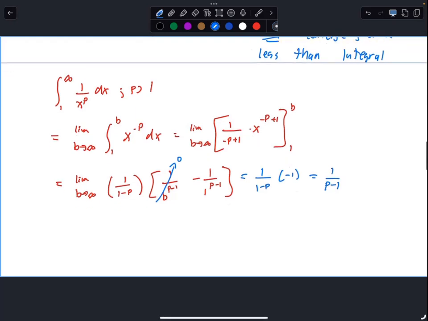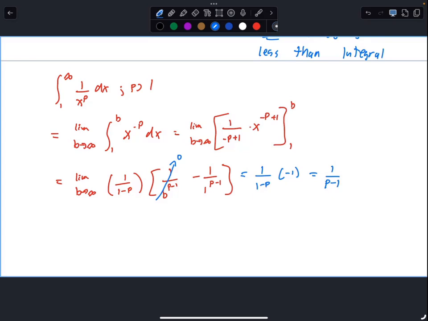The series. So what we've proven is, therefore, when p is greater than 1, then the series from n equals 1 to infinity of 1 over n to the p must be less than 1 plus 1 over 1 minus p.